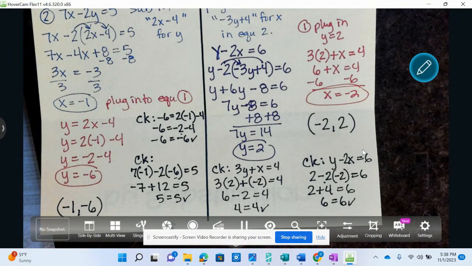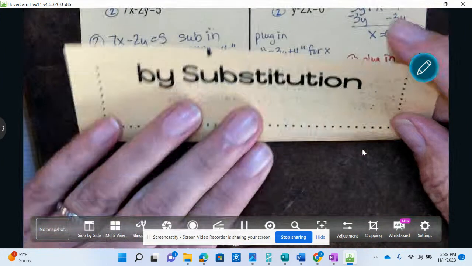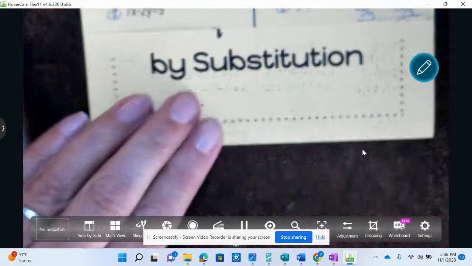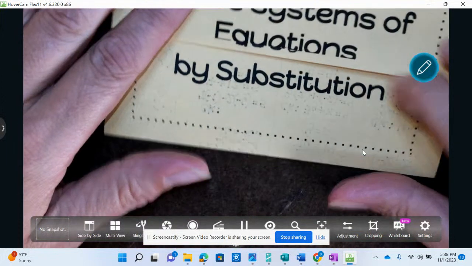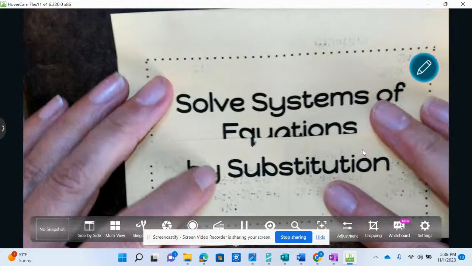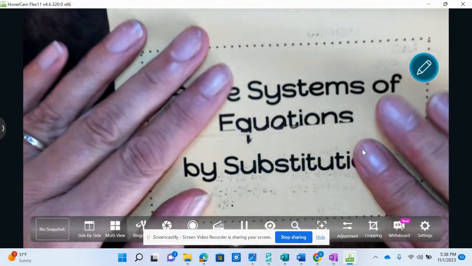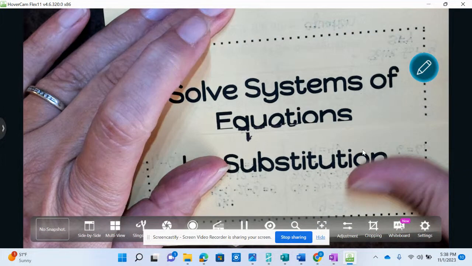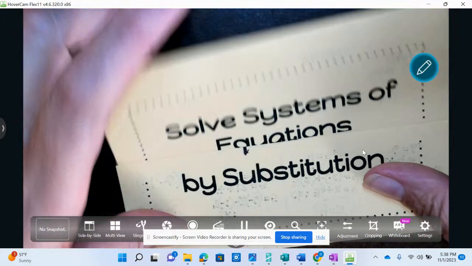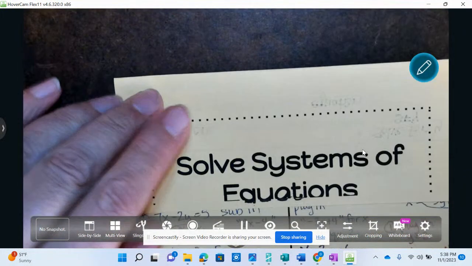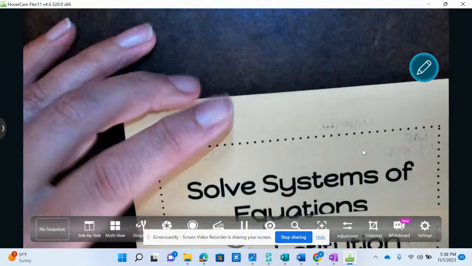So, we have solved using substitution. This is your solve by substitution journal. And you're going to glue it into your learning journal, put glue on the back side, and it just pops open like this. Okay.